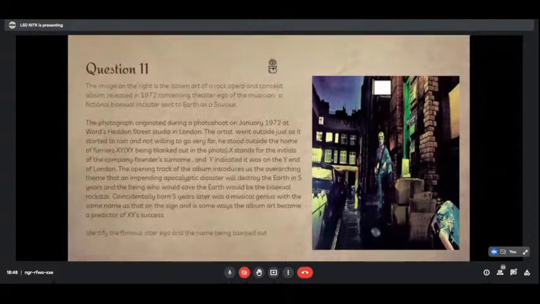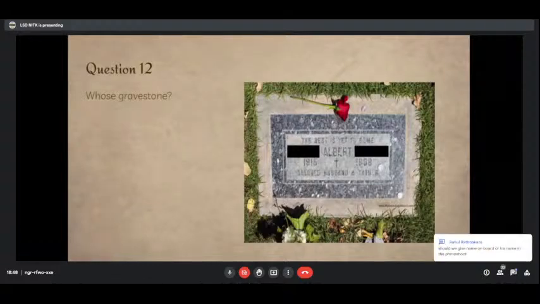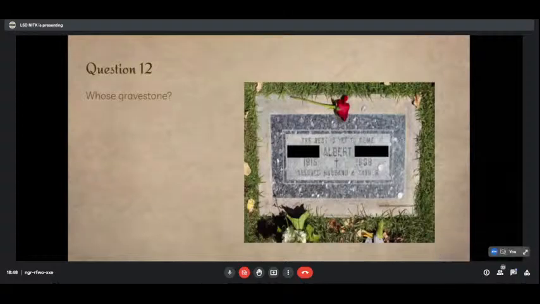Moving on to the next question, question 12. So very straightforward question. Here you see a gravestone of a certain person. We want both parts, the name on the board as well as the person involved in the photo shoot. That's for the previous question. Coming to question 12, we want you to identify whose gravestone this is.